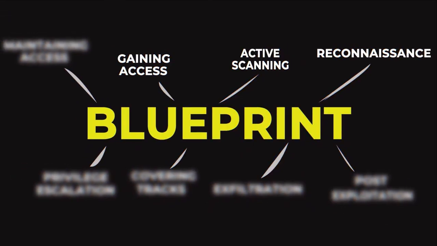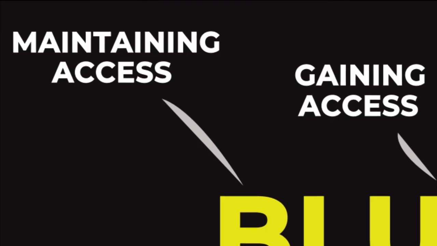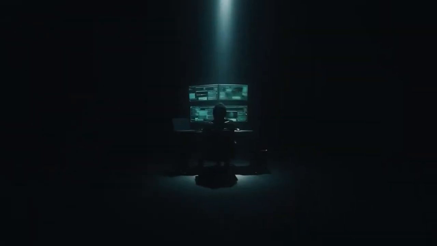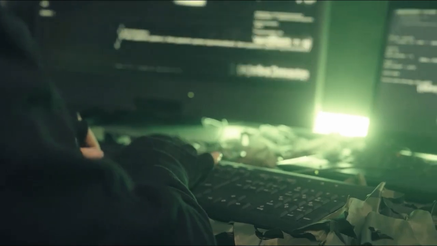Once access is gained, the next challenge is maintaining it. This brings us to the crucial phase of persistence. Phase 4, maintaining access. Gaining access is one thing, keeping it undetected is another. This phase focuses on persistence, ensuring you remain connected even if the system is rebooted or updated.